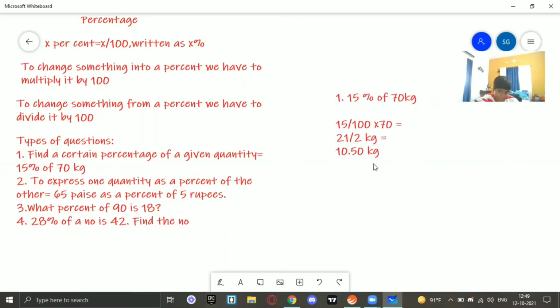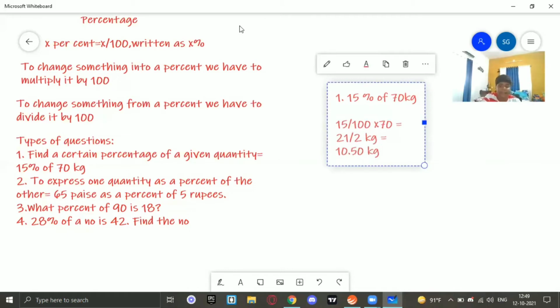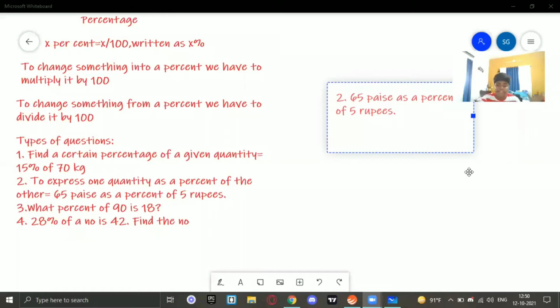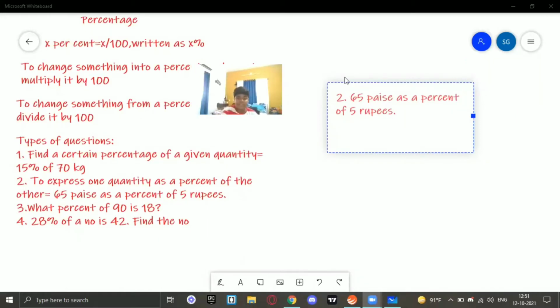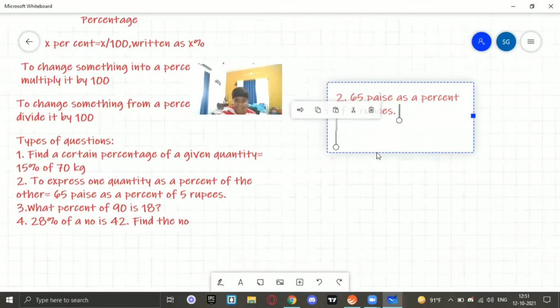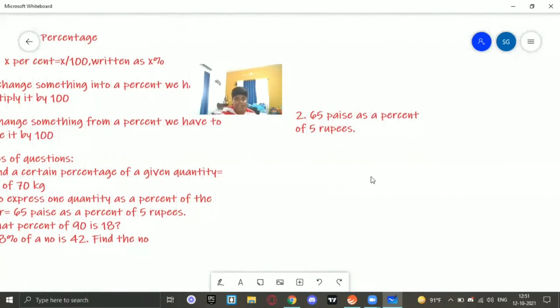All right, guys. Now let's move on to the next type of question. Now let us solve the next type of question. 65 paise as a percent of 5 rupees. Okay, 65 paise as a percent of 5 rupees. That's our next question.